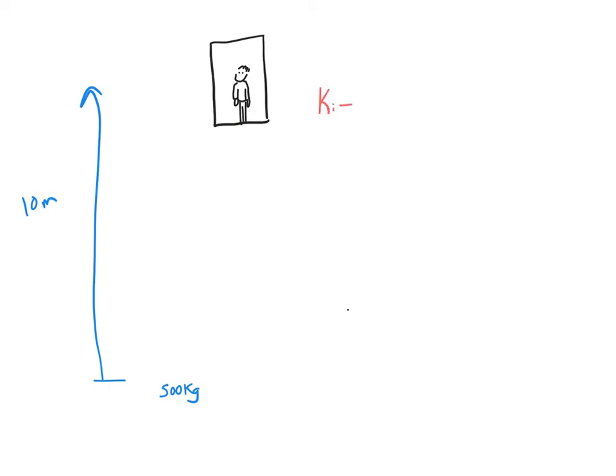So we're going to use Ki plus Pi plus work equals Kf plus Pf. The elevator, when you are at the bottom and at the top, is stopped.